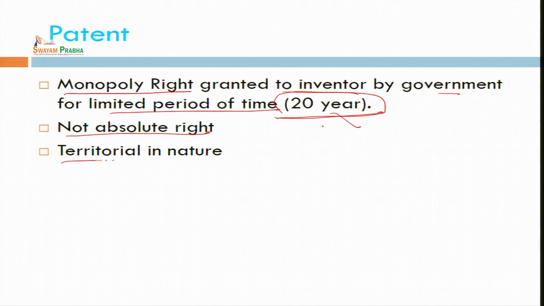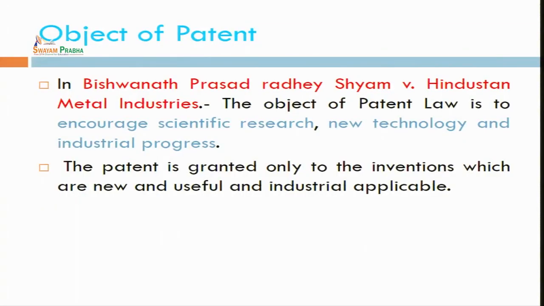Another concern is that it is territorial in nature, not at international level. So, a patent can be granted for a particular territory. For example, if in India one has filed a patent, he will get rights only in Indian territory. But if he wants to file a patent or get profit from a patent in Pakistan or USA, he has again to file or register his patent in other countries. So, we can say it is territorial in nature. From this we can say it has its own objective, as it is based on the principle of quid pro quo.